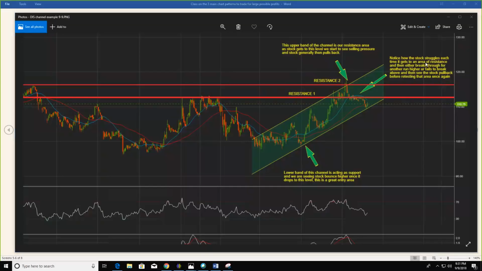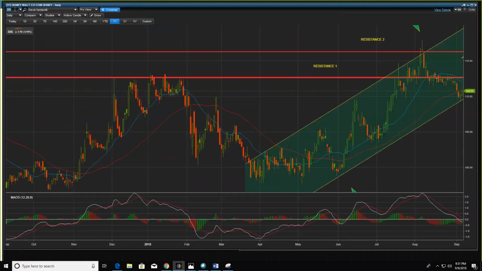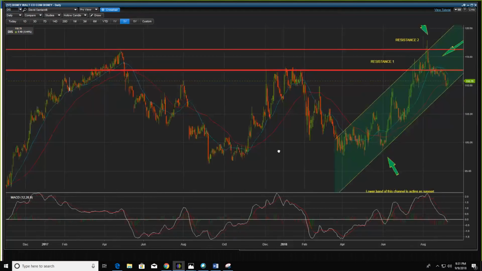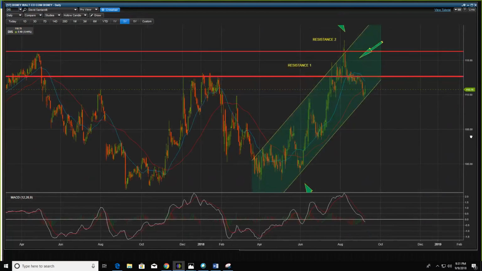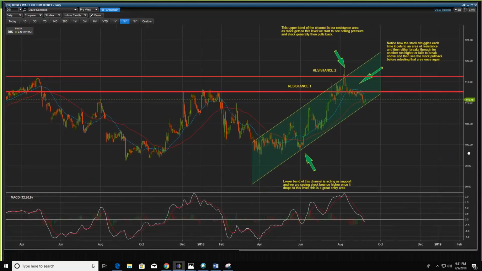All right, so as you can see here, resistance number 1, let's pull up the chart on Disney on E-Trade Pro actually. So as you can see here, let me make this smaller. There we go.